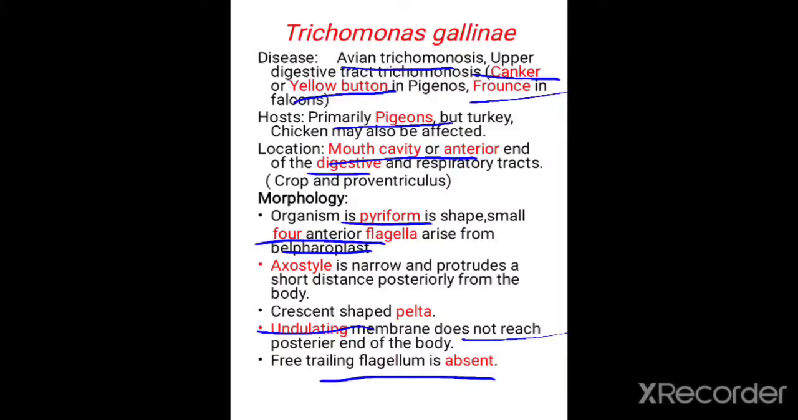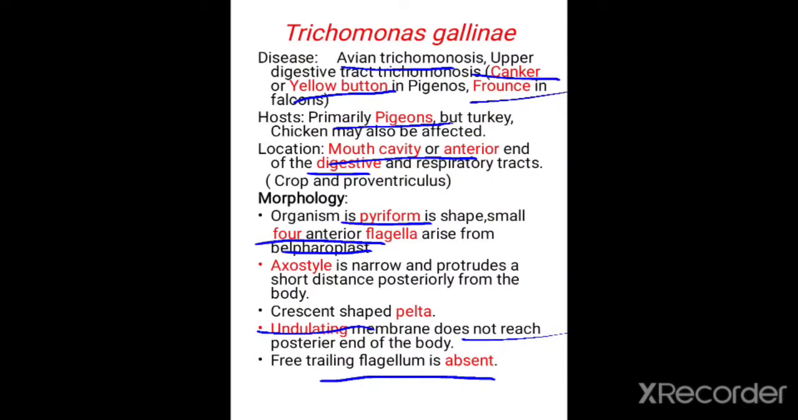In this video, we will discuss Trichomonas gallinae. The disease caused by Trichomonas gallinae is called Avian trichomoniasis or upper digestive tract trichomoniasis. Lesions such as cankers or yellow buttons are observed in pigeons. And the hosts are primarily pigeons. Chicken and turkey may also act as hosts.